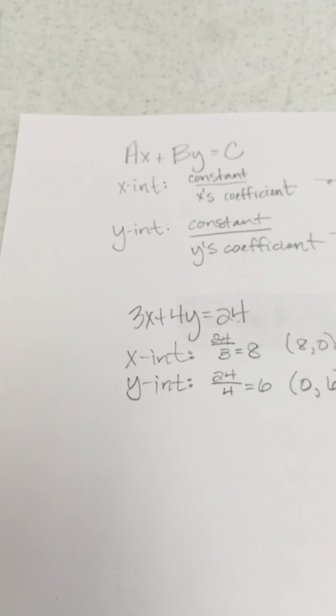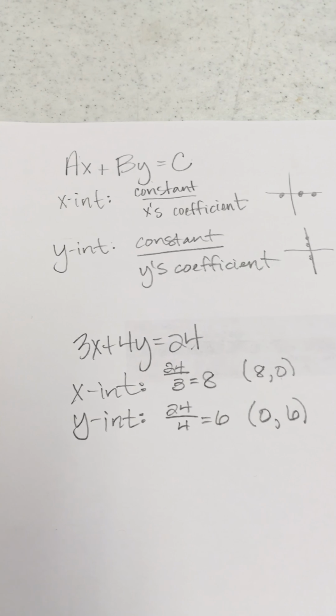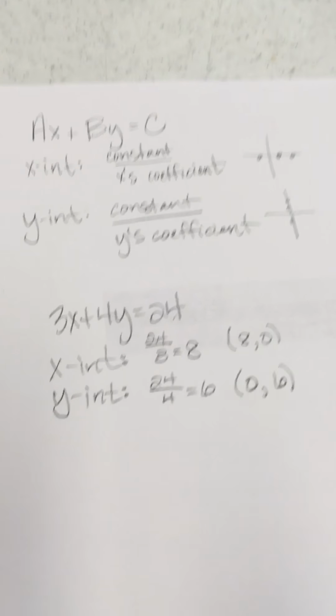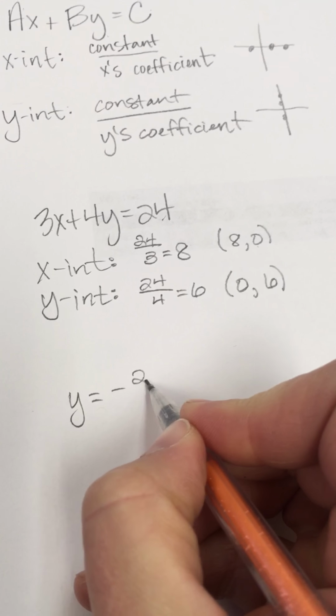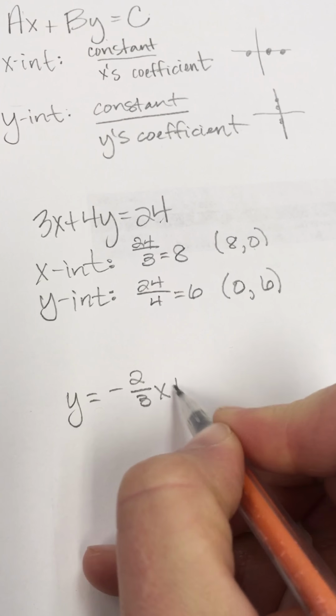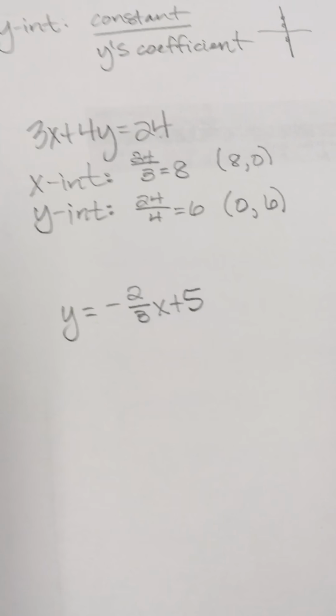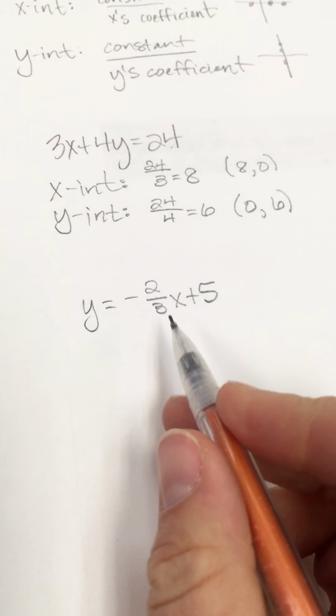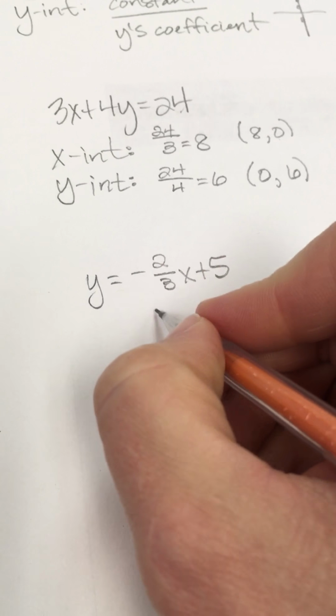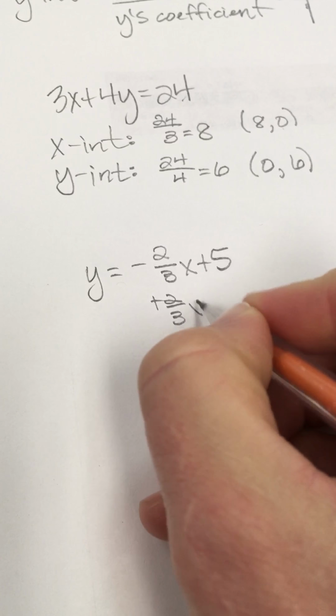Okay, all right, so let's look at one that's not in standard form, because they do give us one of those. They give us y equals negative 2/3 x plus 5. Okay, so he's definitely not in standard form. He's in what we call y equals mx plus b. So we need to get this x over here. So we're going to add him over.